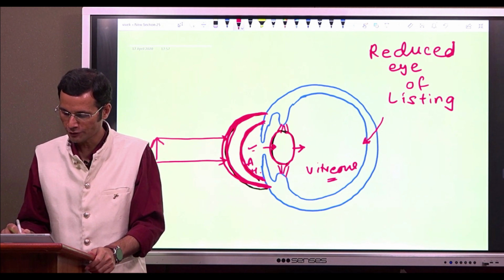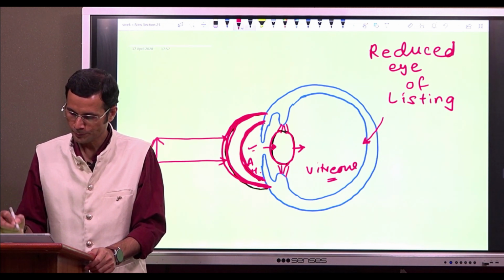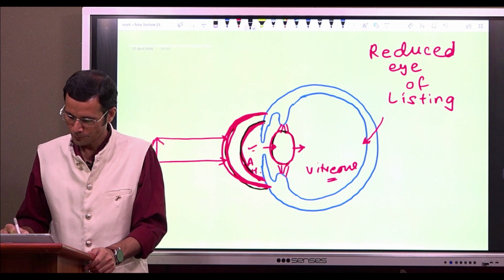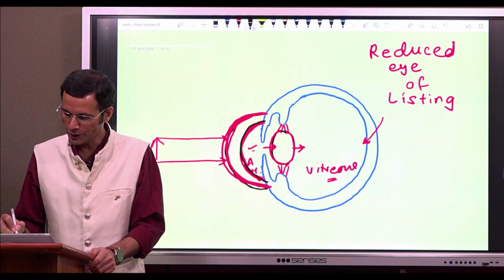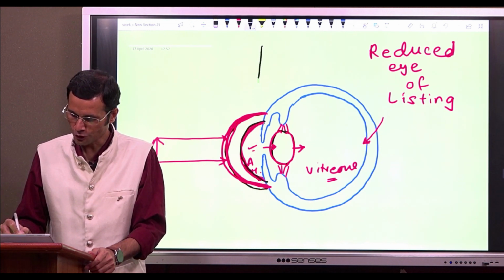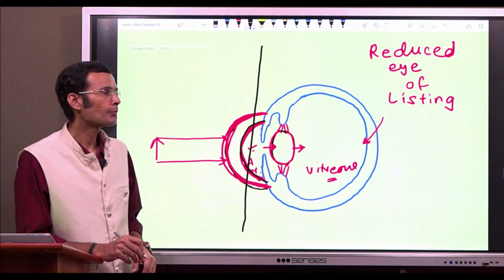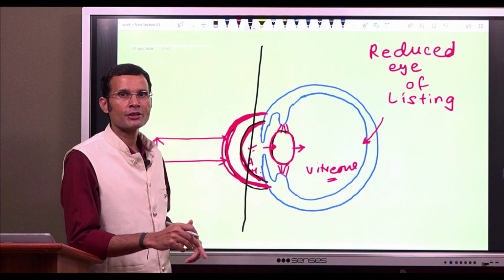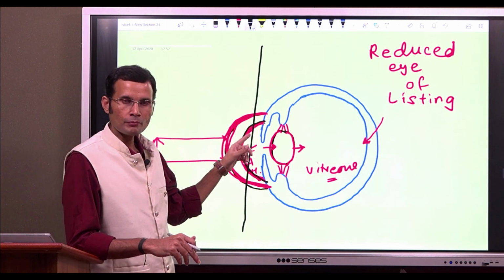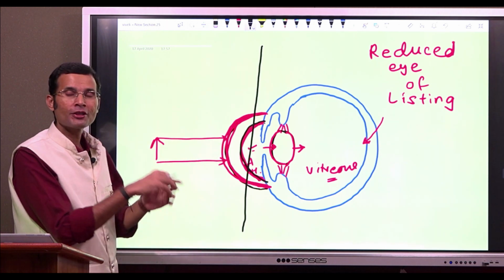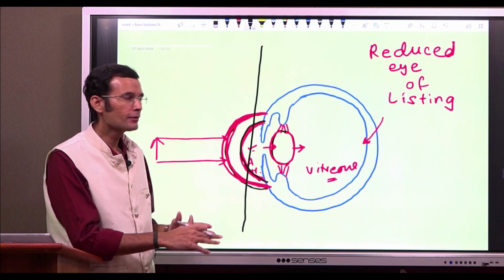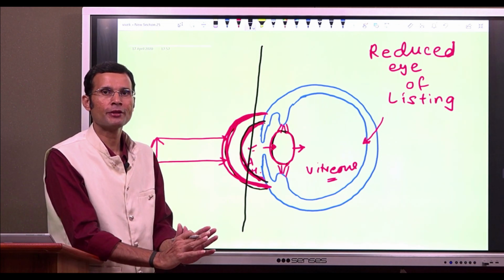This is the posterior surface of the cornea. So, just 1.4 millimeter behind the posterior surface of the cornea. Just a diagrammatic presentation. A single plane of refraction will be considered, this one. After algebraically adding all four planes, we will consider only a single plane of refraction.